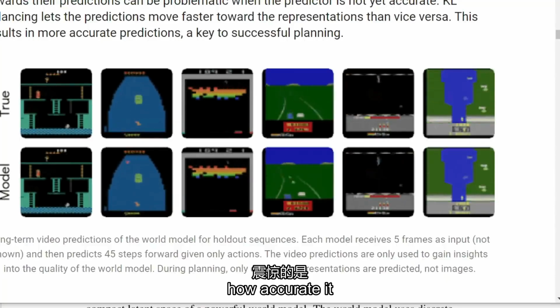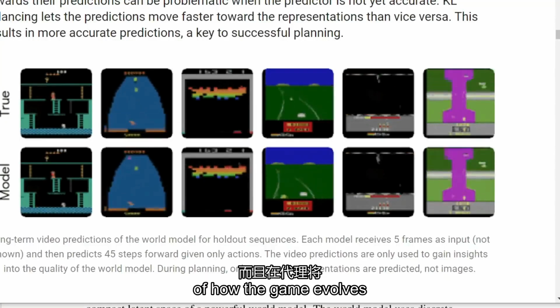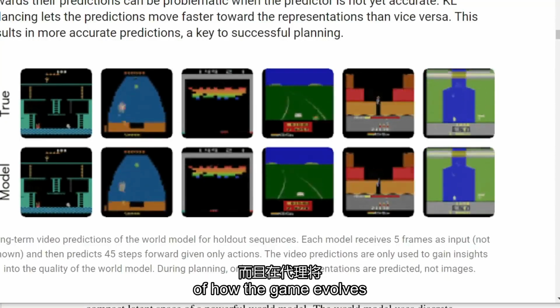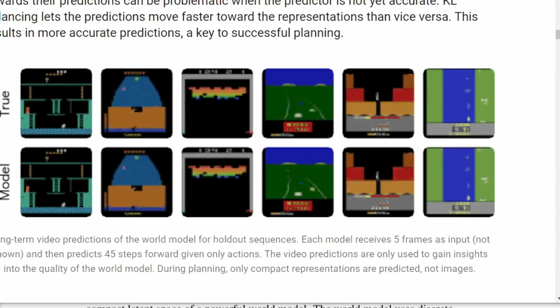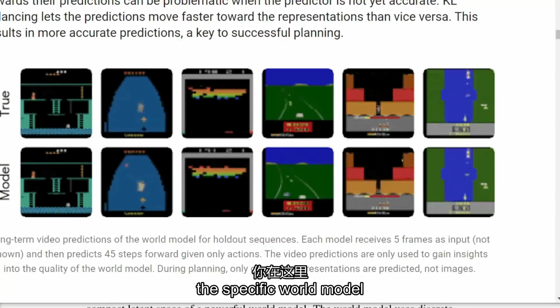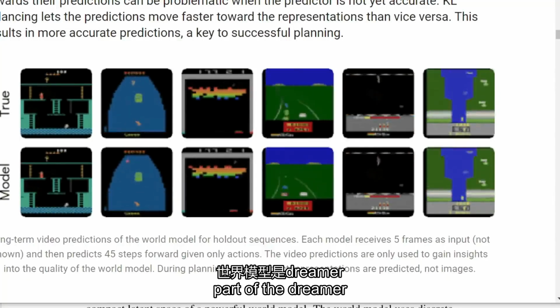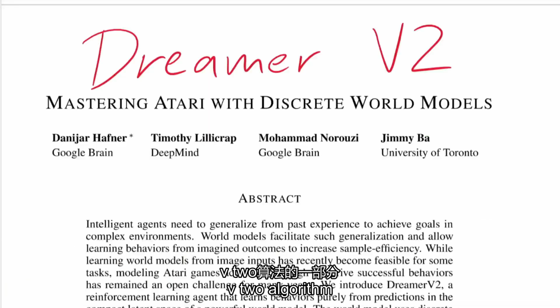It's astounding how accurate it is, not only in terms of how the game evolves, but also in terms of what the agent will actually do. So the world model, the specific world model you see here, is part of the Dreamer v2 algorithm from the paper Mastering Atari with Discrete World Models by Danijar Hafner, Timothy Lillicrap, Mohammad Norouzi, and Jimmy Ba of Google Brain, DeepMind, and the University of Toronto.